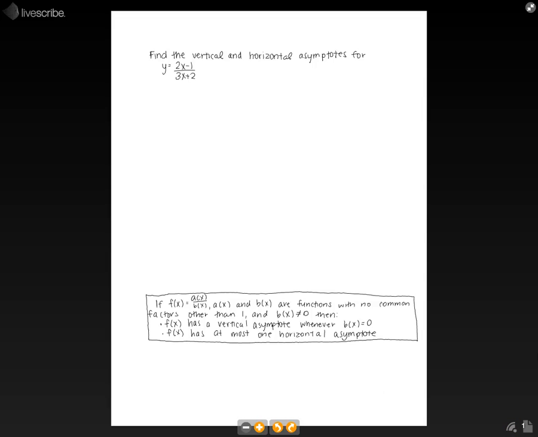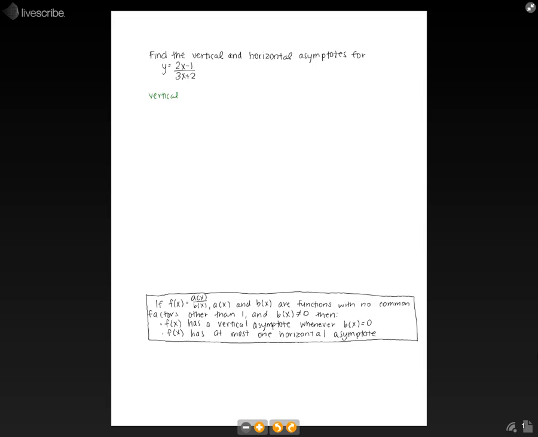In this video, we're going to talk about finding the vertical and horizontal asymptotes for an equation. So let's work through an example with y equals (2x minus 1) over (3x plus 2). So let's look at the vertical asymptotes first. The vertical asymptote occurs when a value of x will make the equation undefined.